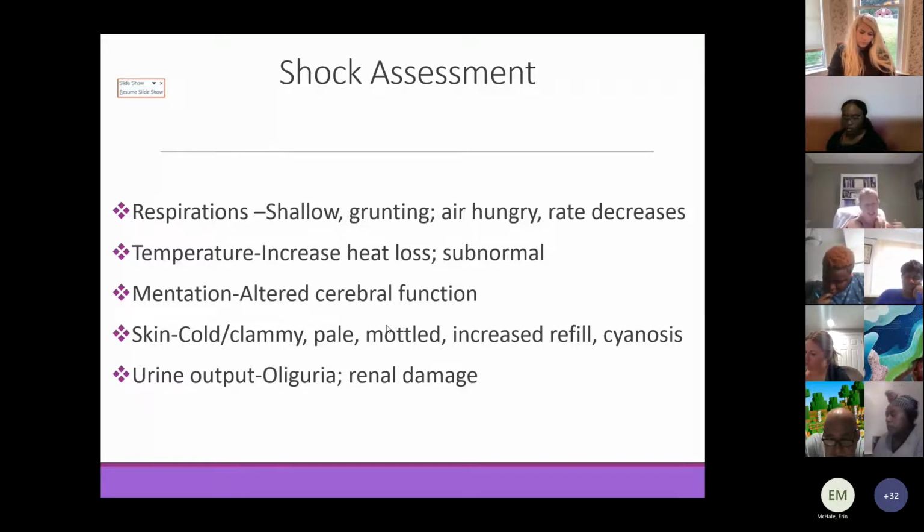And then definitely we're going to see changes in the urine output. So very, very little urine output, which is oliguria. And then we're going to start to see that renal damage. So if we're looking at lab values, BUN, creatinine, we're going to start to see those levels increase. Those lab values increase because the kidneys are damaged.